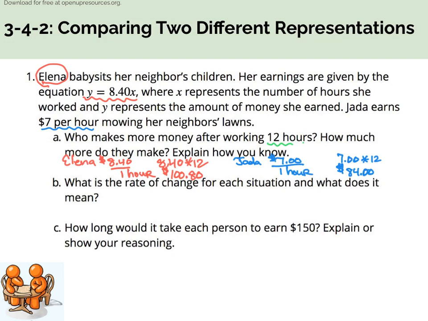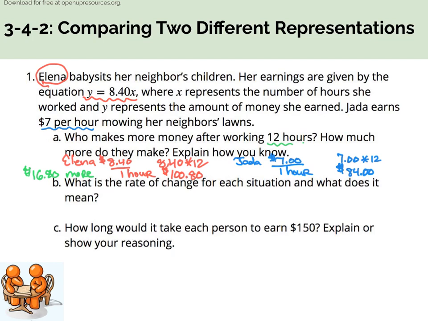Okay. So just looking at this, who actually makes more money? Well, that's going to be Elena. She makes $100.80. Jada makes $84. And then how much more does that person make? So we want to go ahead and figure out how much more Elena makes. Let's do 100.80 minus the 84 that Jada makes. And she makes $16.80 more. Okay.